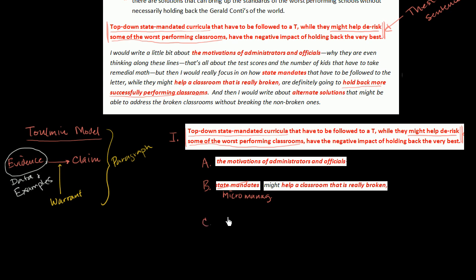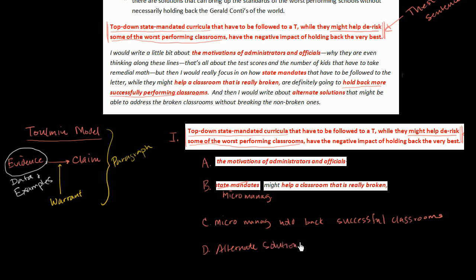So then we also have micromanaging. I'll just write micro. Might hold back. Exactly. Are definitely going to hold back more successful classrooms. Micromanage, hold back, and successful. We obviously have to do that. And then there's probably one more, maybe even more than one paragraph, around alternate solutions. But for the moment, let's assume it's just going to be one paragraph on alternate solutions.